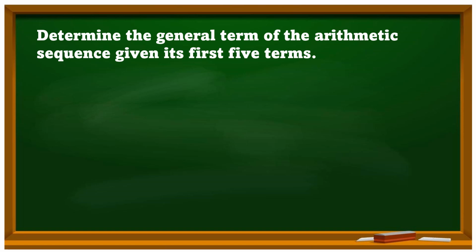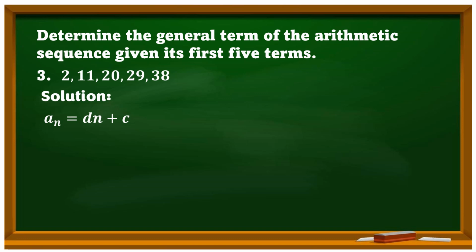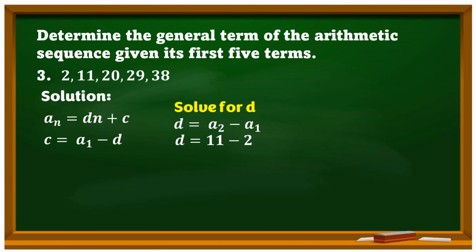Let's have example number 3, which is 2, 11, 20, 29, 38. So we will use the same formula, a sub n equals dn plus c, and c is equal to a sub 1 minus d. Let's solve first for the value of d, wherein d is equal to a sub 2 minus a sub 1. A sub 2 of the given arithmetic sequence is 11 and a sub 1 is 2. So we have d is equal to 11 minus 2, which is equal to 9. So the common difference of the given arithmetic sequence is 9.